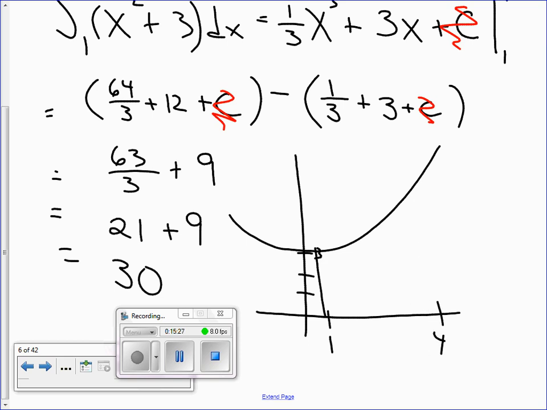When we did that and we got an answer, because this is a positive function, that 30 is the exact area, not an approximation. We just found the exact area between this parabola and the x-axis from 1 to 4. Whoa, right?